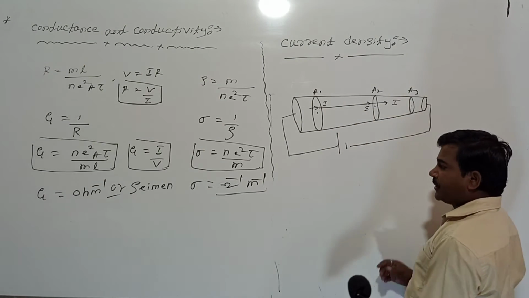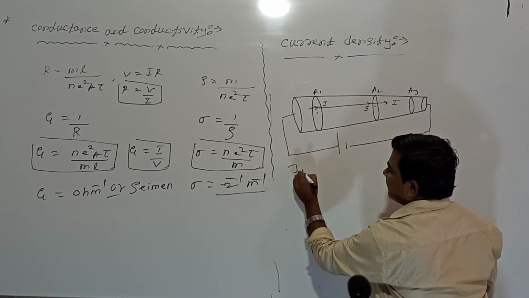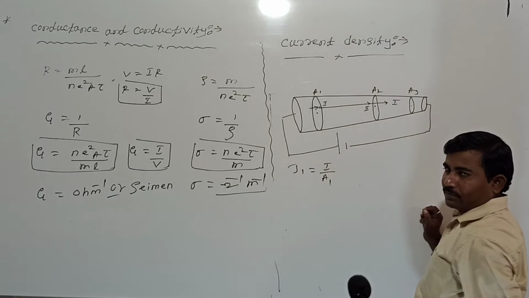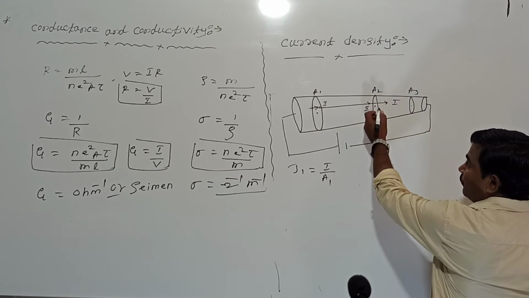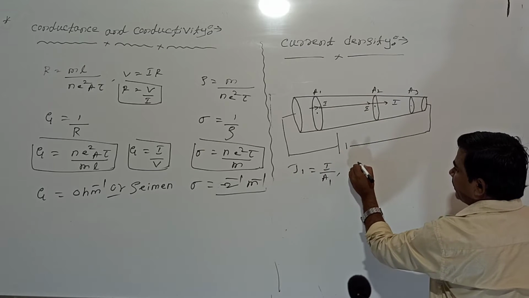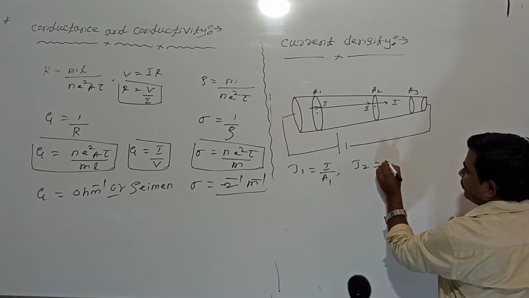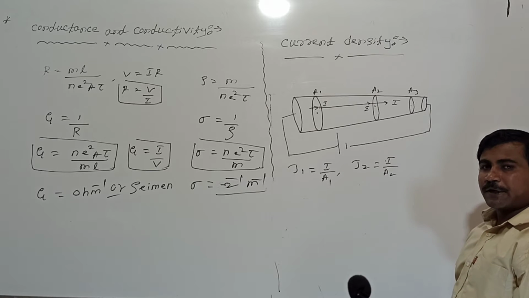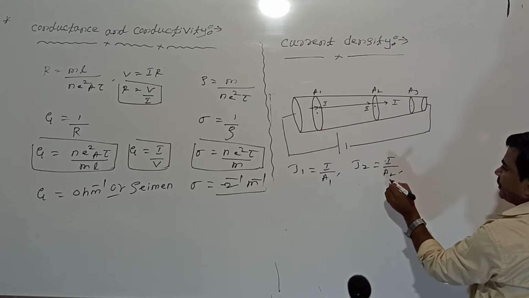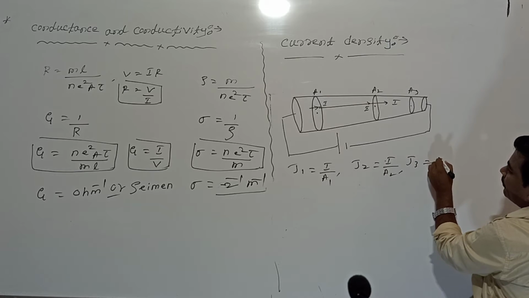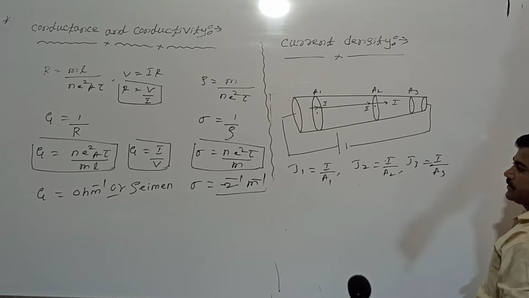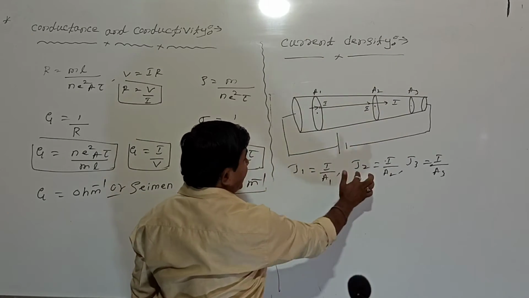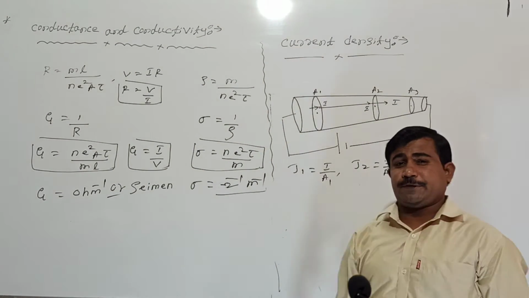At this point, what is the current density? At this point, current density J1 equals current per unit area, I by A1. At this point, current density J2 equals I divided by A2. At this point, current density J3 equals I divided by A3. But look at me, current density changes at every point. But what about the current? Current must be the same at every point.